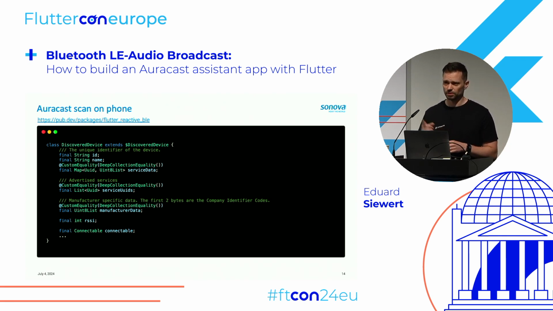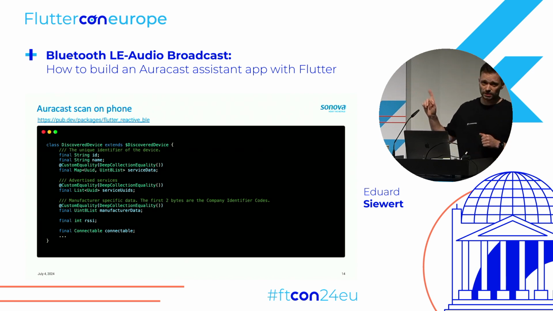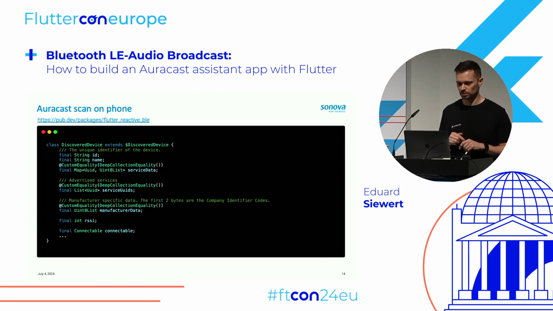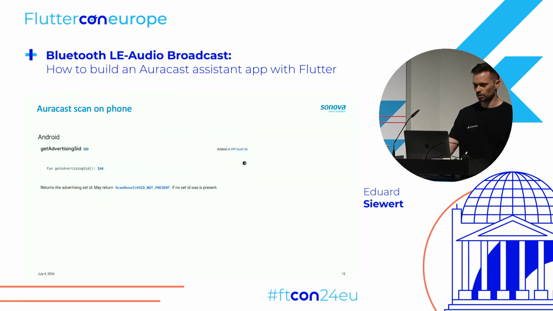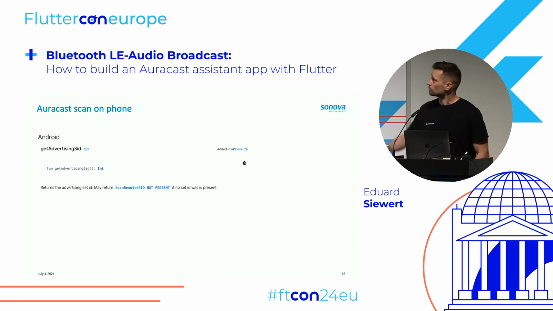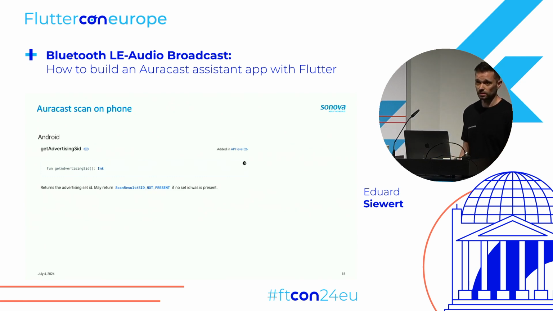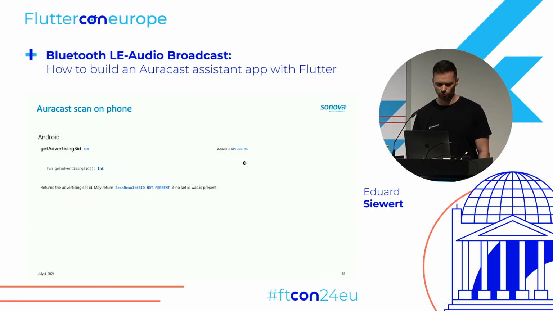But maybe you remember we saw something called advertising set ID, which is required for the add source operation. And interestingly, you won't find this in this class, which is strange, right? Why would this not be available? So maybe we can just check the native APIs to see if it's available there. If you have a look at the Android Bluetooth API, we will find something called getAdvertisingSid. So this is exactly what we are looking for.